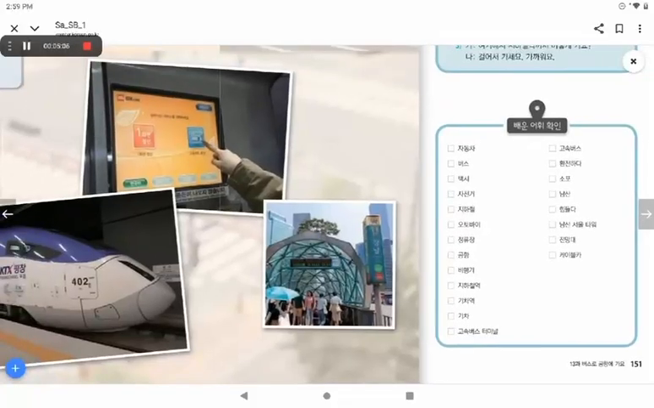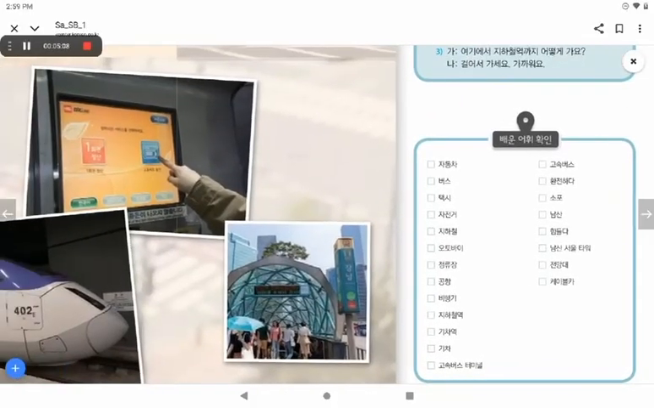Now, the vocabulary: 자동차, 버스, 택시, 자전거, 지하철, 오토바이, 정류장, 공항, 비행기, 지하철역, 기차역, 기차, 고속버스 터미널, 고속버스, 편하다, 힘들다, 남산, 남산 서울타워, 전망대.